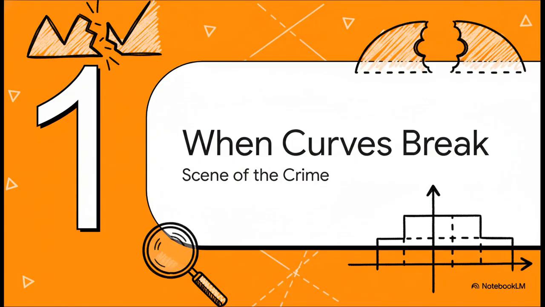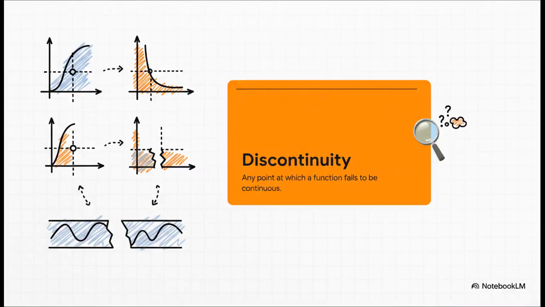So that whole pen lifting idea is a great starting point, right? But in math, we need to be a little more precise. Our real detective work begins when we find graphs with these weird breaks, mysterious holes, and sudden jumps. This is the scene of our crime. And the official term for these crime scenes, these breaks in the line, is a discontinuity. It's basically any point where that smooth, unbroken flow just fails.